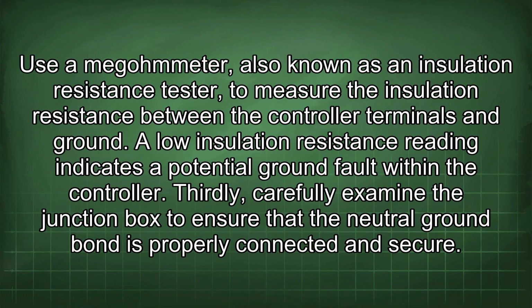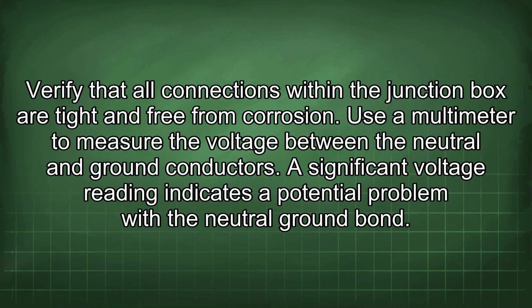Thirdly, carefully examine the junction box to ensure that the neutral ground bond is properly connected and secure. Verify that all connections within the junction box are tight and free from corrosion. Use a multimeter to measure the voltage between the neutral and ground conductors. A significant voltage reading indicates a potential problem with the neutral ground bond.